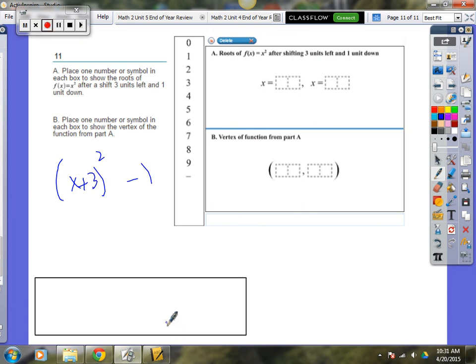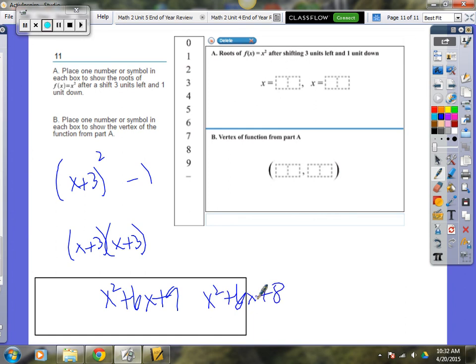Now if they want the roots of it, this is going to be awesome. This is a really good question. x plus 3 squared is x plus 3 times x plus 3. So if we distribute it all out, it's going to be x squared plus 6x plus 9. And then we've got a minus 1. So it's x squared plus 6x plus 8.